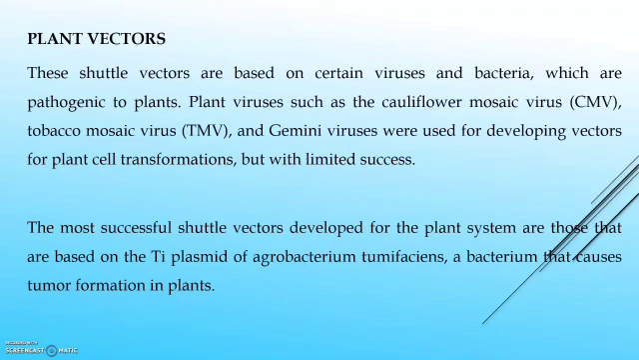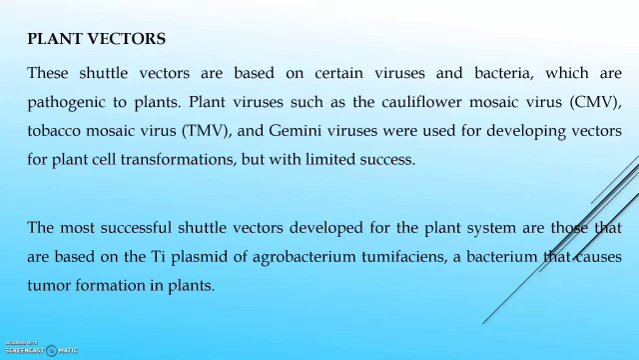And the next one is plant vectors. These shuttle vectors are based on certain viruses and bacteria which are pathogenic to plants. Plant viruses such as cauliflower mosaic virus or tobacco mosaic virus were used for developing vectors for plant cell transformation, but it has had limited success.